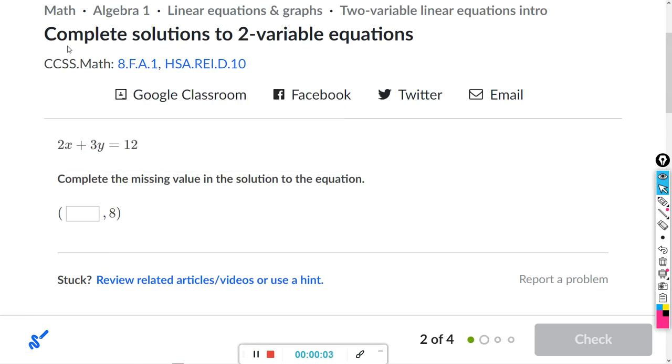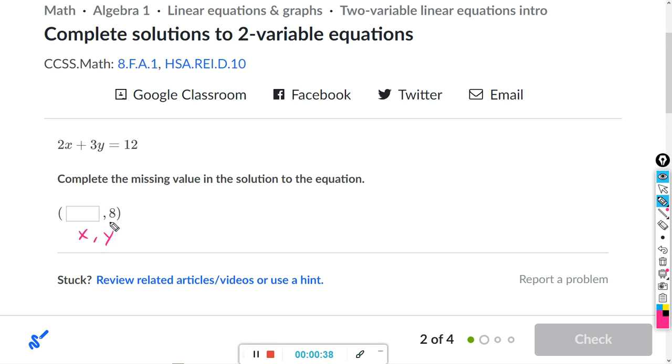This will be for the Khan assignment, complete solutions to two variable equations. So they want us to complete the missing value in the solution to the equation. All right, we have an equation with x and y variables, and they give us a coordinate point here. They give us one x or y coordinate. Okay, so this is in the form x comma y.